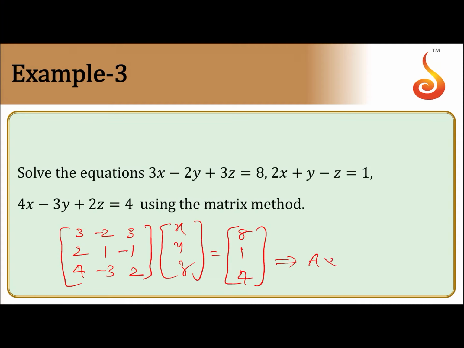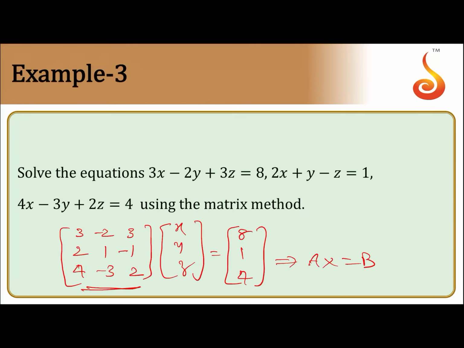And that is nothing but Ax equals B form, where A is equal to what? The given system can be written in the matrix form like this, where Ax equals B. A matrix is a coefficient matrix. So let me rewrite the A matrix: 3, minus 2, 3, 2, 1, minus 1, 4, minus 3, 2.